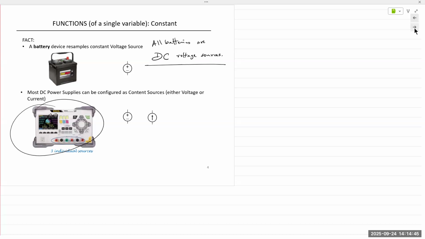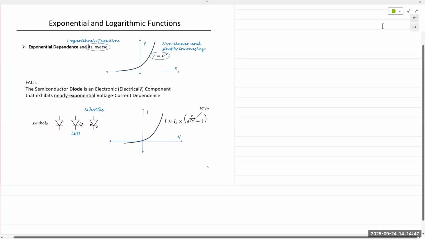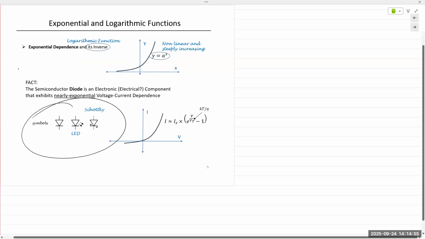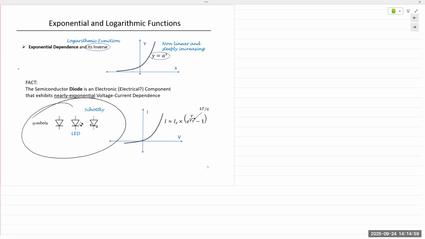All right, let's get to exponential and logarithmic functions. Now, I'm going to use the example of a diode to explain how and why we would use these exponential and logarithmic functions. Anyone ever see a vacuum tube? Probably not. They were the first electronic devices, way back in the 50s and earlier.